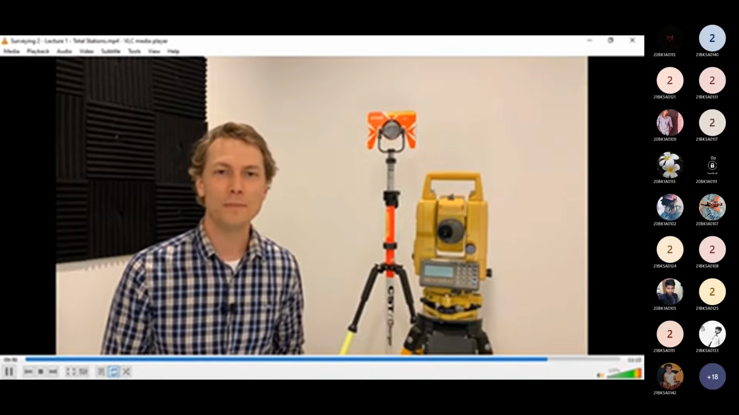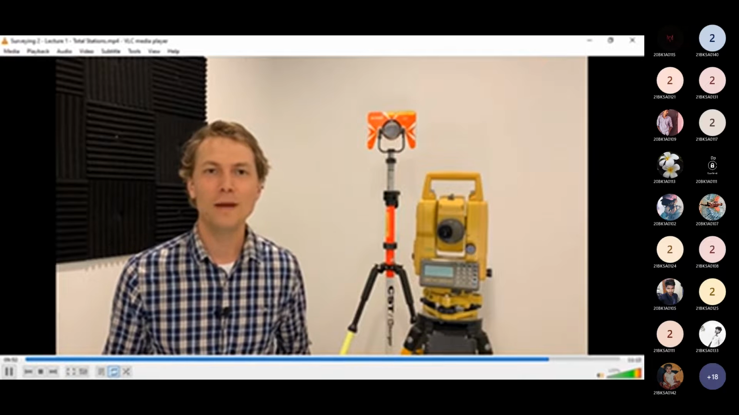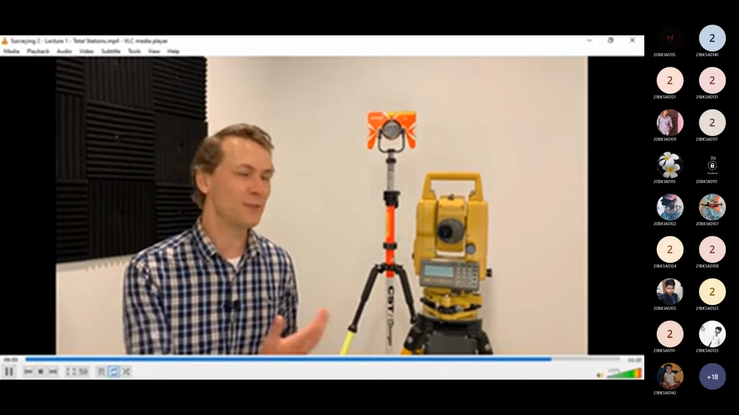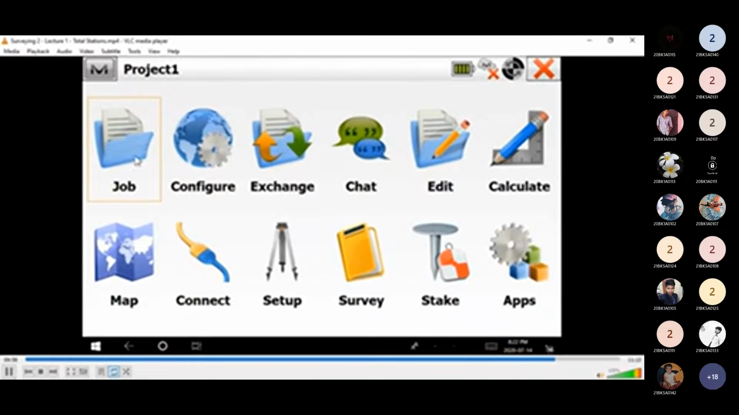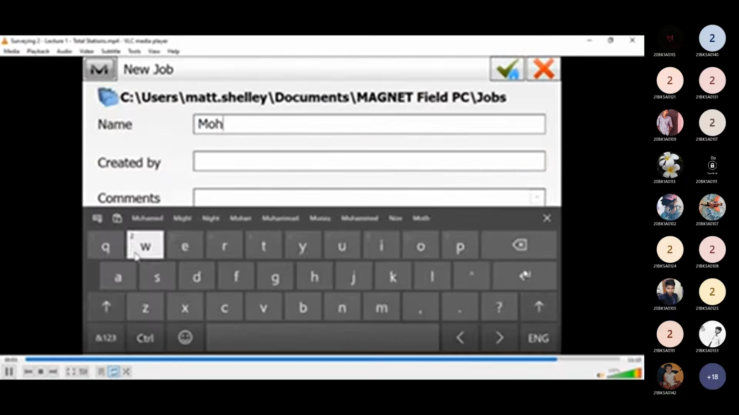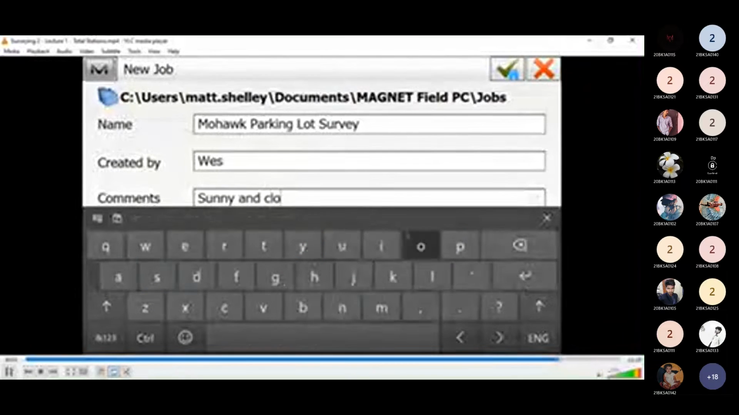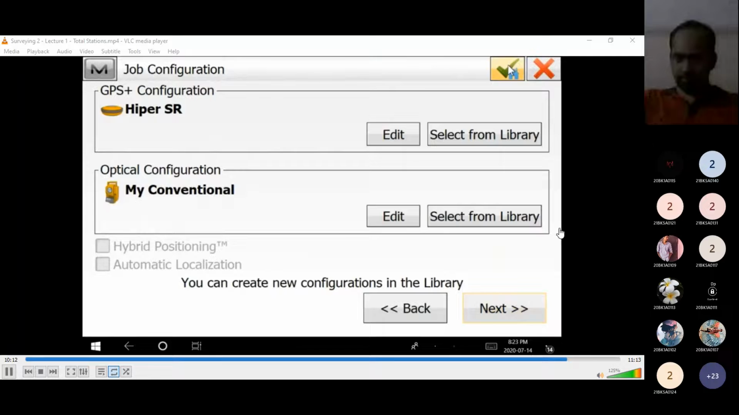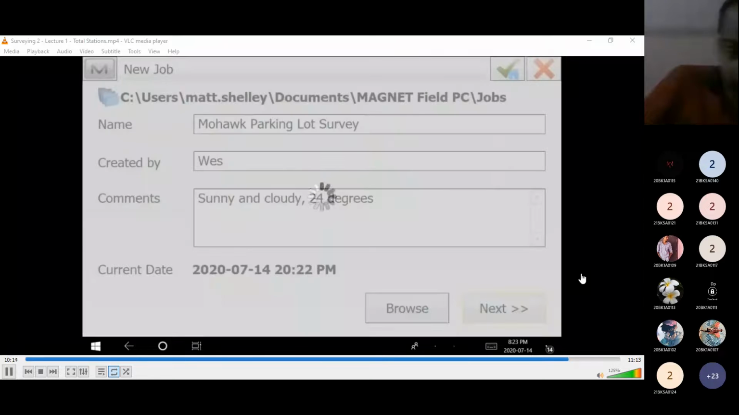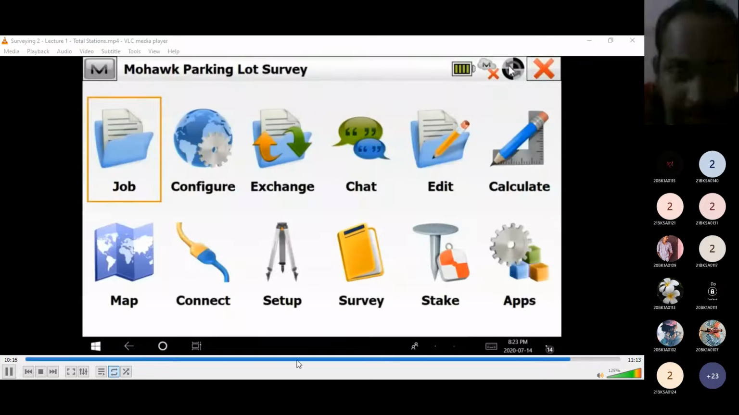Let's look at how to open Magnet, create a new job, and connect our data collector to a total station. On the data collector, we'll open Magnet, choose the job folder, and select New Job. We can name the job, add info as needed, and hit Next. Here we'll make sure we have the correct configuration. In our labs, we have this already set up, so we can hit the green check mark at the top right corner of the screen and go back to the home menu. Now we have a new job set up, and we can check that by making sure the name of our new job is displayed in the top of the screen.